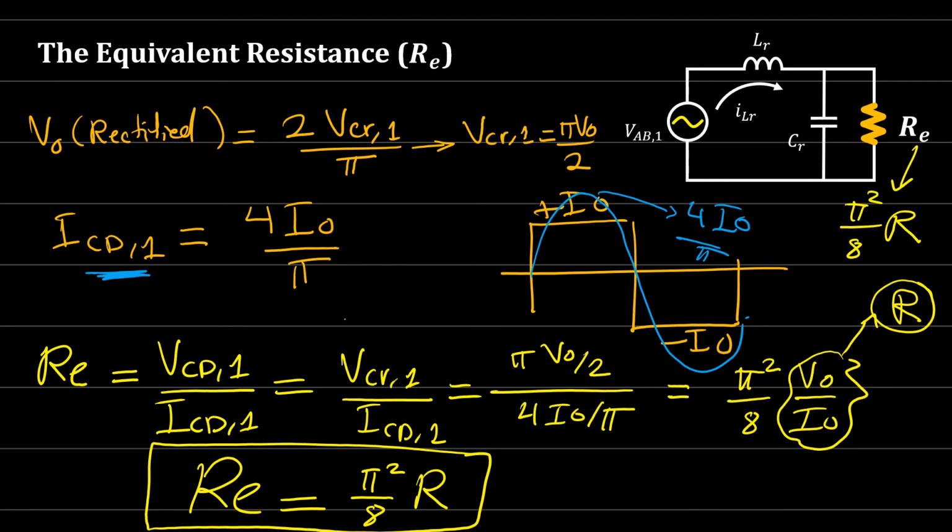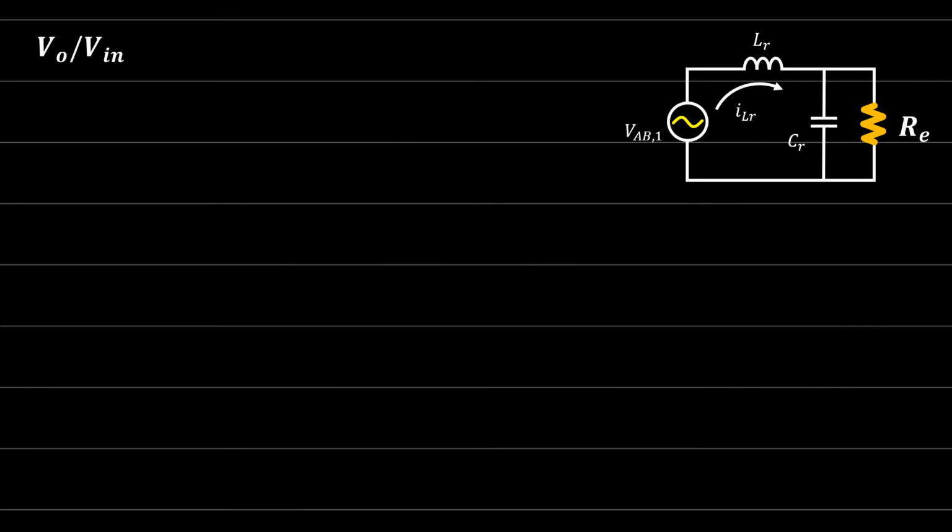Now let's go back to this circuit here, and try to find the value for the output voltage over the input voltage, so the relation between the output and the input, and see how we can obtain this. If you look at this circuit, you'll find that here we have V_CD, the output, and here we have V_AB. So what we need to do is to find V_CD, the output voltage, the first harmonic, over the input voltage. Now from the voltage divider, you will find that V_CD is equal to how much?